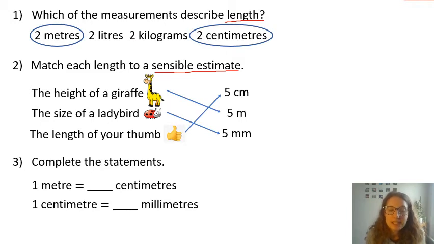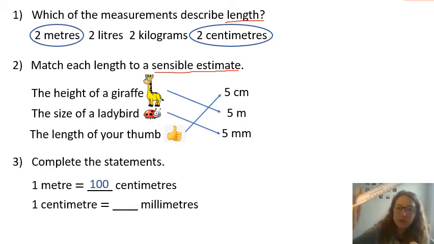Okay, complete the statements. 1 metre is equal to how many centimetres? Well done if you said 100. And then 1 centimetre is equal to how many millimetres? Some of you may have centimetres and millimetres on your ruler, so one goes up in ones and one goes up in tens. If you've got one that goes up in tens, that is your millimetres, because there are 10 millimetres in 1 centimetre, and you can kind of see that on your ruler.